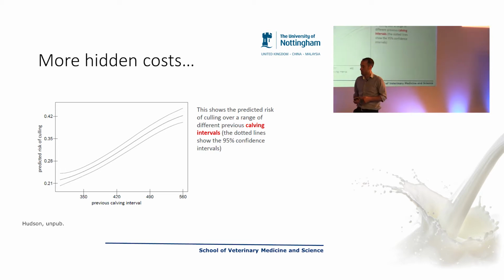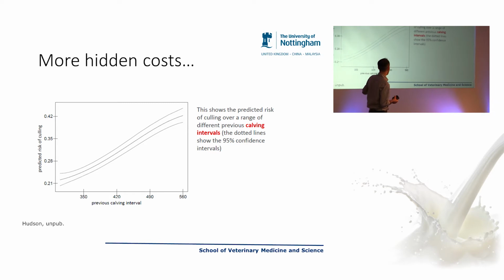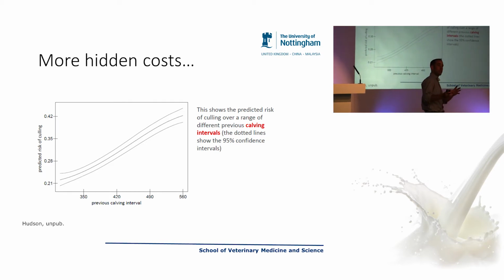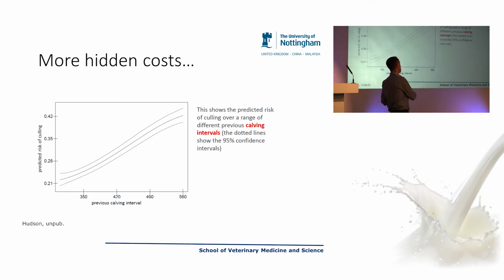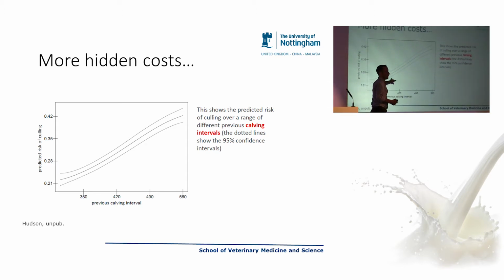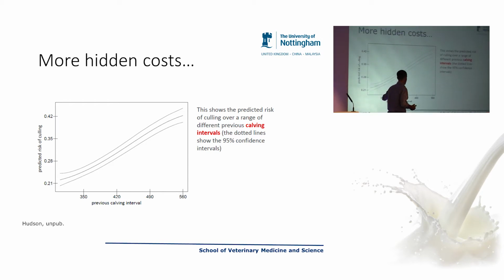So this came from some work that I did for a project looking at this that we'll come back to later on. This looked at the risk of culling in the subsequent lactation and how that's affected by calving interval, strictly speaking, how it's associated with the calving interval in the lactation that precedes it. So the horizontal axis on this graph shows previous calving interval. For most people, probably aiming to be around the 365 to 375 mark. We talked about this in the farmer workshop this morning. And this is increasing longer calving intervals to the right of the graph. Up the side here, we've got the predicted risk of culling.